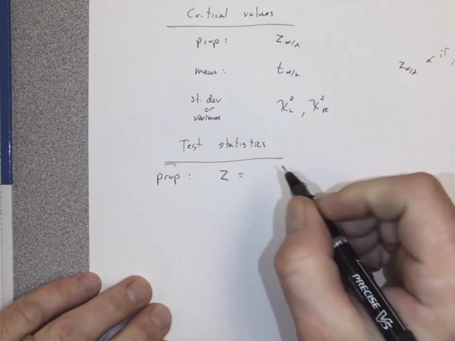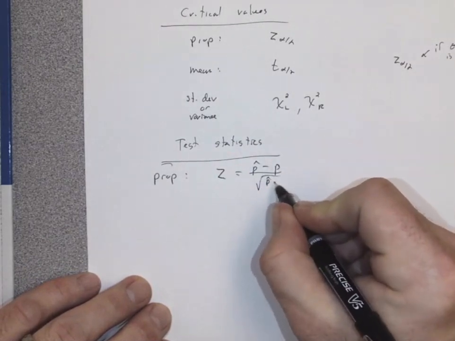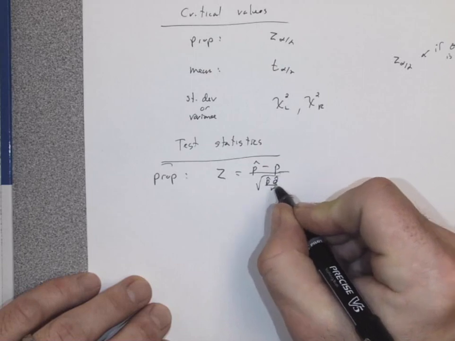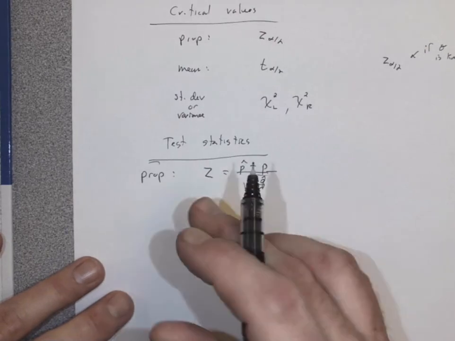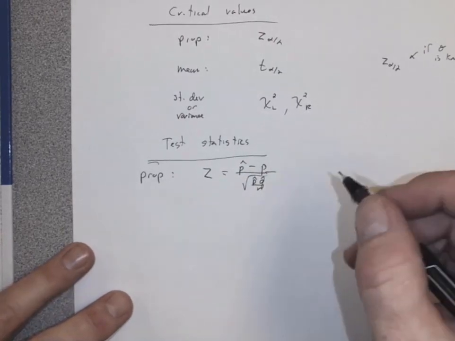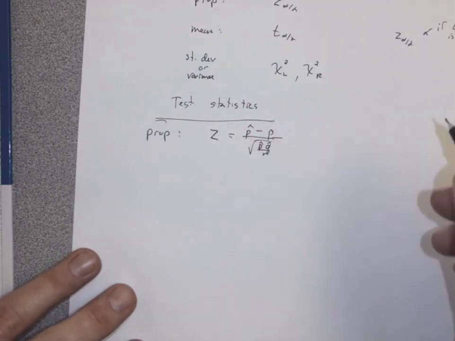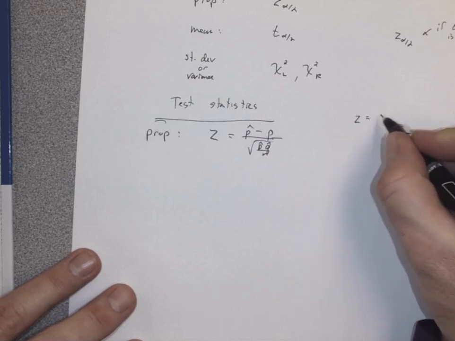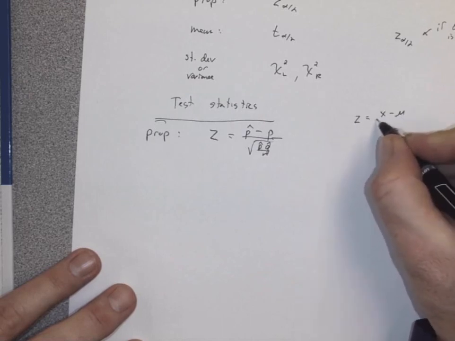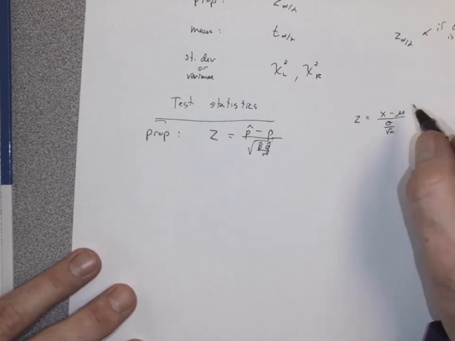This z-score is going to be calculated by p hat minus p all over the square root of p hat times q hat all over n. Really, this is just calculated from your normal z-score. I don't really want to prove it to you because time is of the essence, but you can do it yourself: you know that z is equal to x minus mu all over sigma times the square root of n.